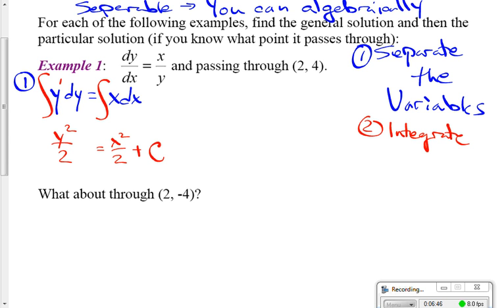You don't need two constants of integration because you could add them together and you just get another constant. It's easier to solve for one constant than it is for two. Okay? And so far?